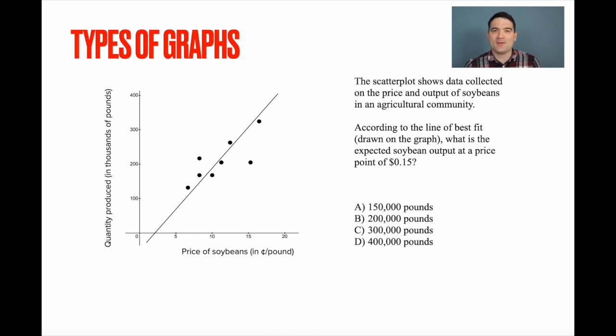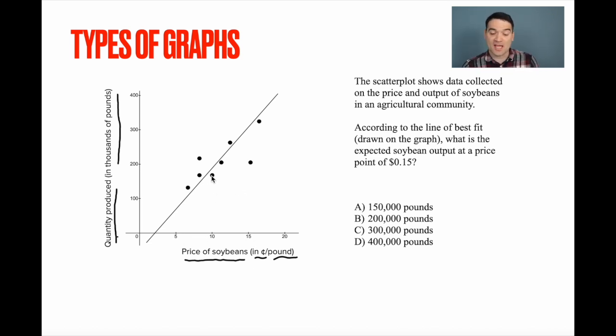All right, pause the video and give this question a shot. So we have a scatter plot here, and I'm going to say this about graph and chart questions in general. It's so important to read all of the information that it gives you. For example, here we're talking about the price of soybeans in cents per pound. And here we're talking about the quantity produced in thousands of pounds. So it's really important to read these and to note the scale, right? So for instance, this is 5 cents a pound, 10 cents a pound, 15 cents a pound.